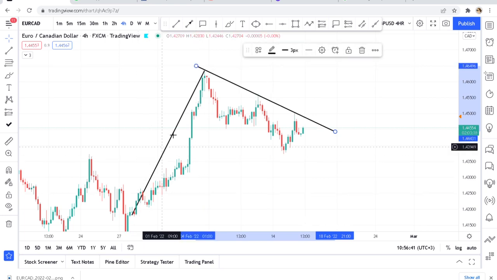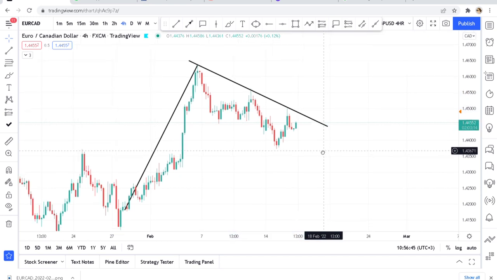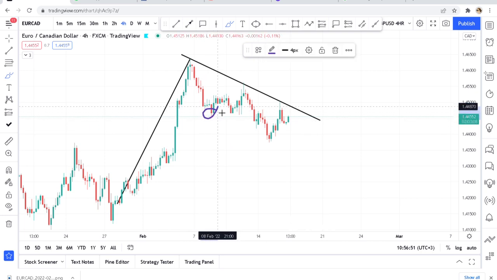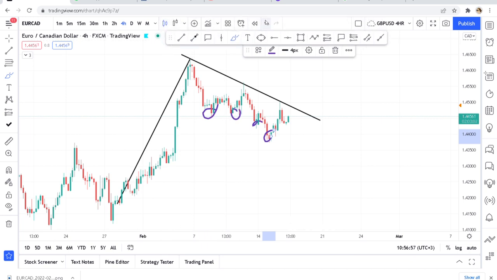And then now where the lows are being touched, you can see it's so clear. This is a low, this is a low, this is a low, this is a low. So you will try to connect those lows that are being created so that you can understand, can this be a flag? So we have a very perfect flag.